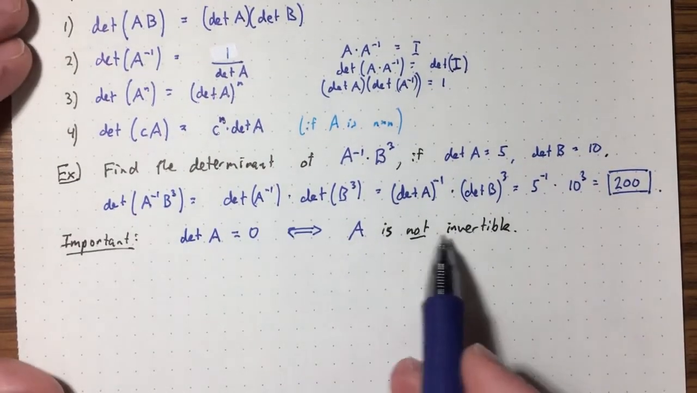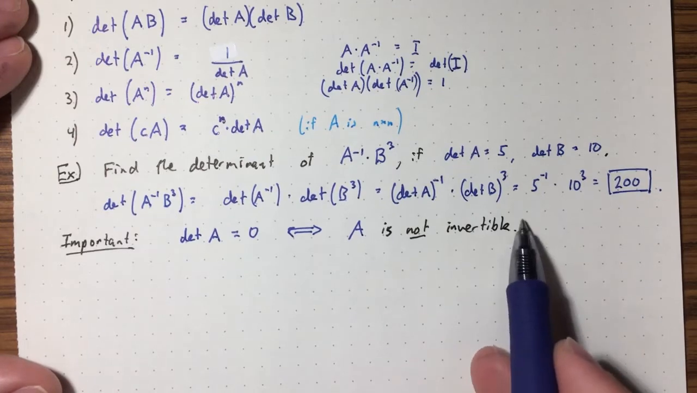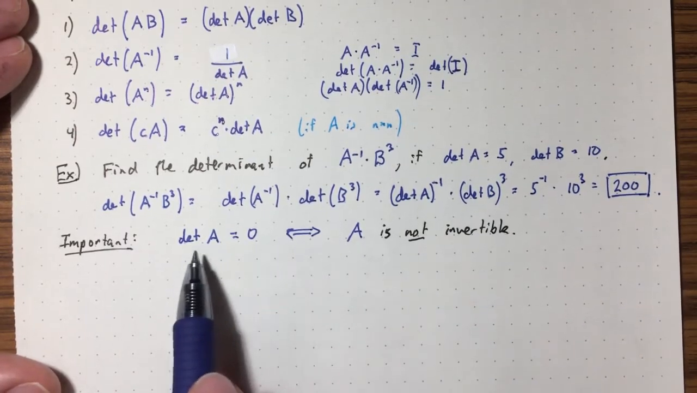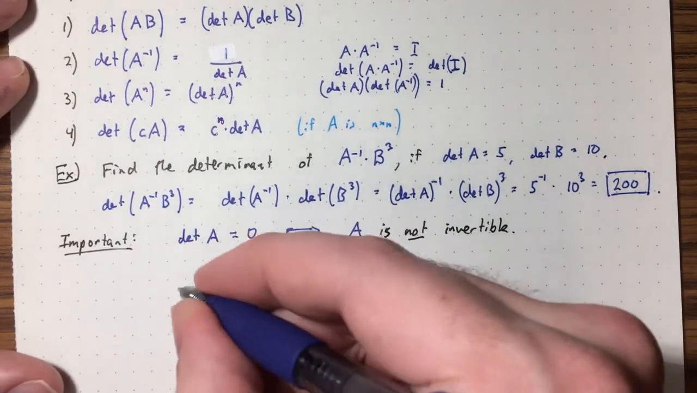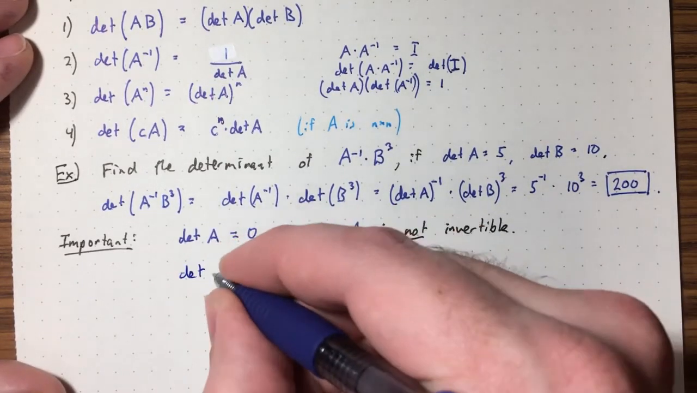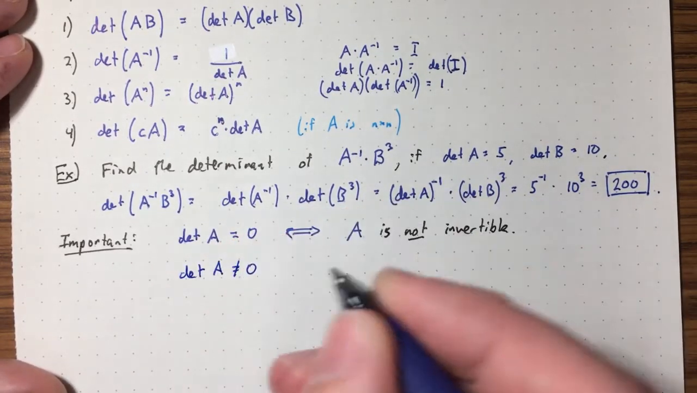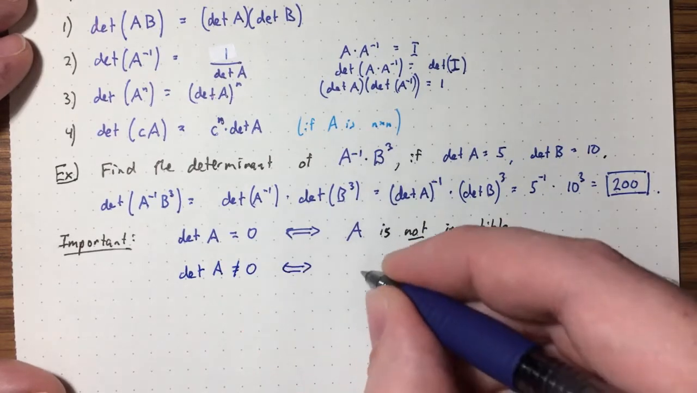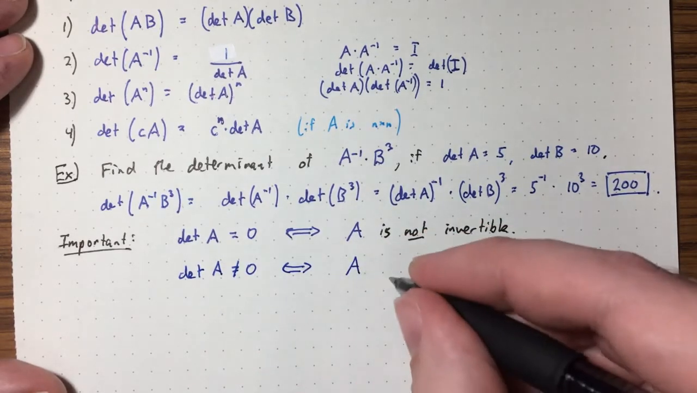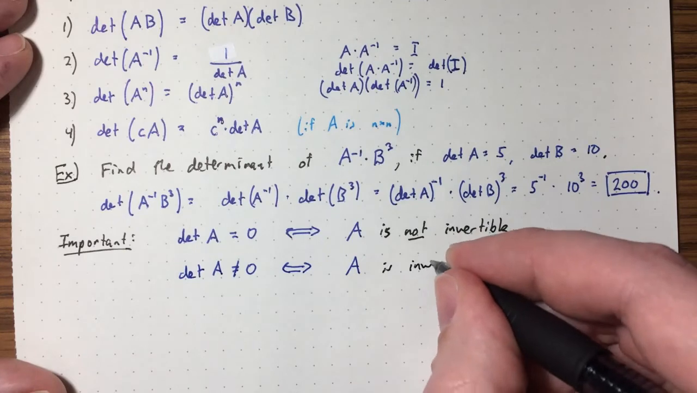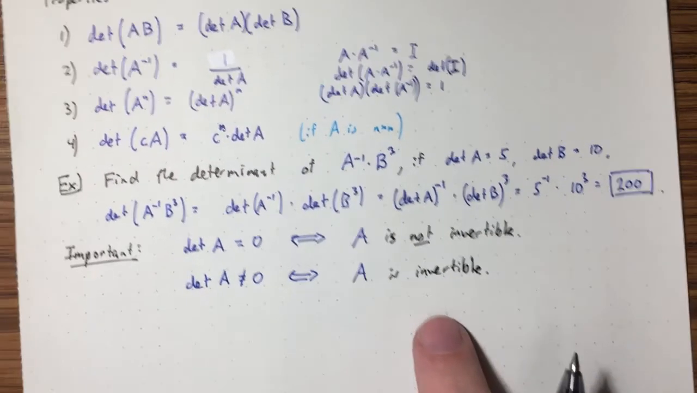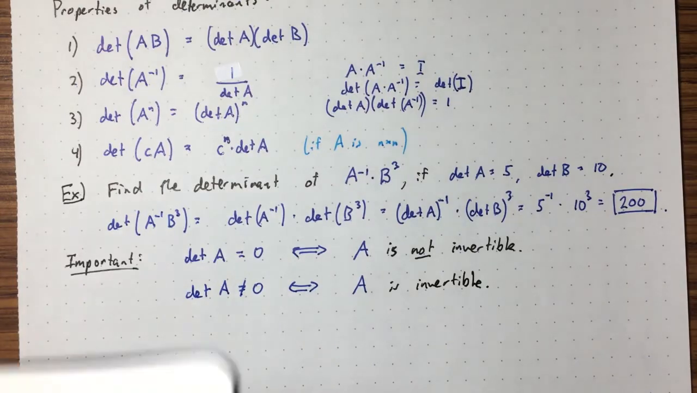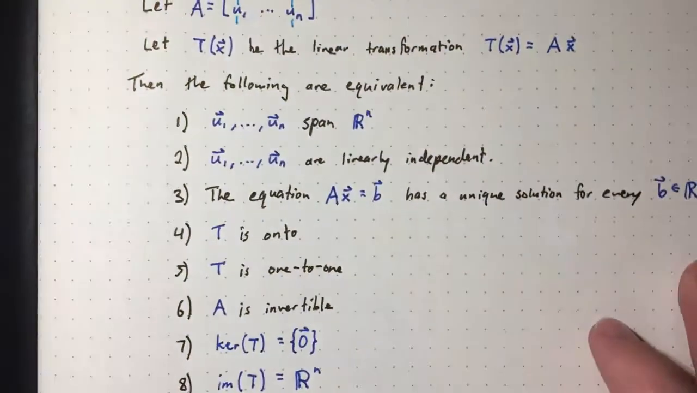Okay, and that implication goes both ways. If we have a transformation that's not invertible, then the determinant of A is going to be 0. We could also write it this way: when is the determinant non-zero? It's non-zero exactly when A is invertible. The only reason I want to write it that way is so I can add it to our unifying theorem.